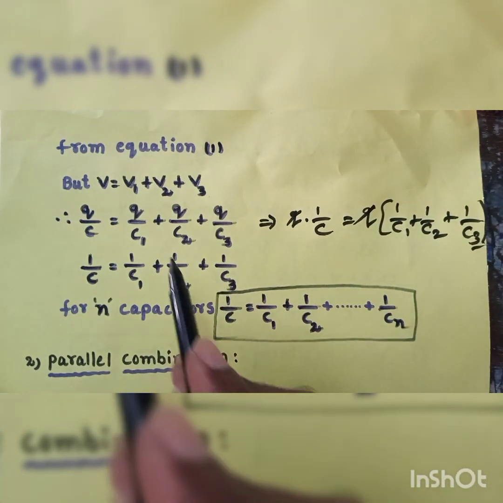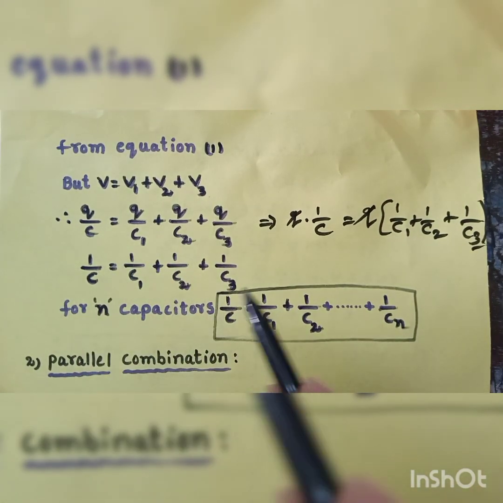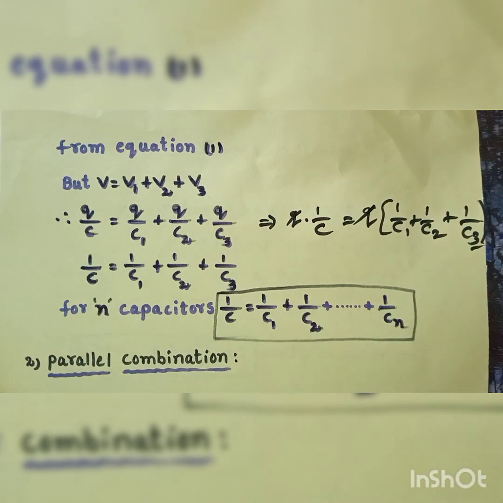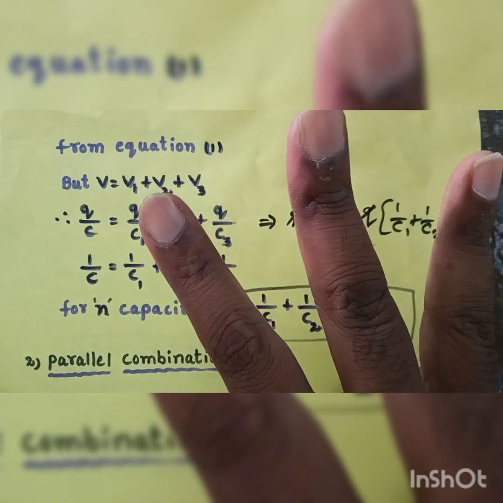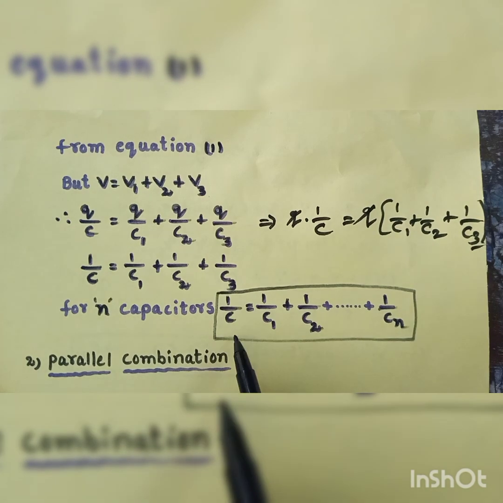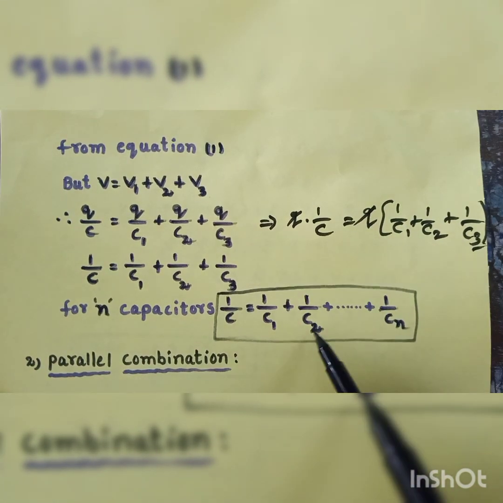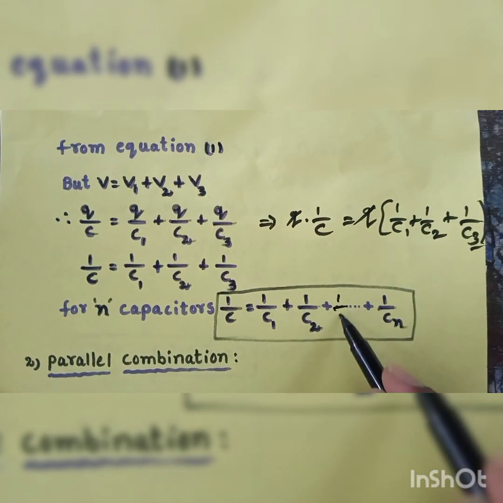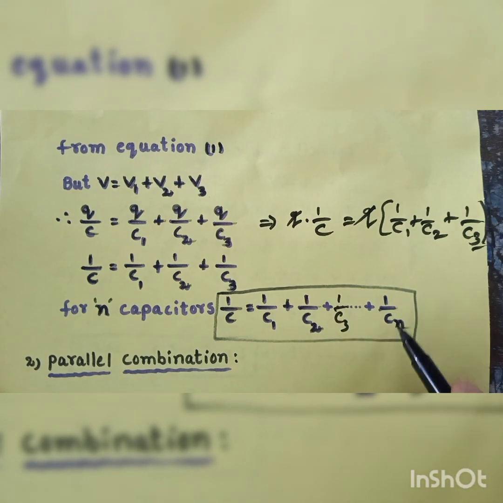We use this formula when 3 capacitors are connected in series combination. For n capacitors, 1 by C is equal to 1 by C1 plus 1 by C2 plus 1 by C3 plus so on plus 1 by Cn, because n capacitors are connected. So just change the formula accordingly.